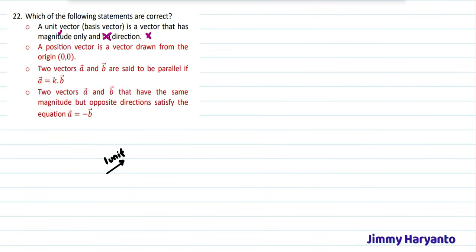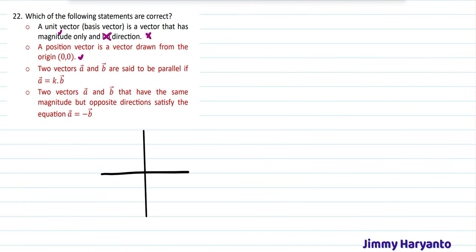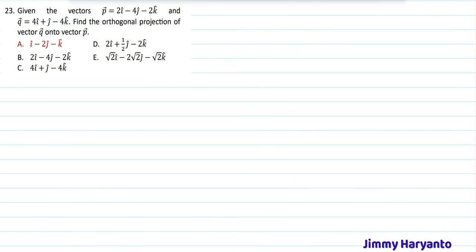Next, position vector is a vector drawn from 0, 0. Yes, the position vector is a vector like this. So let's say you have Cartesian like this, and you have a point A. It means this one will be the position vector of OA, like that. Yeah, so it starts from 0, 0. Next, parallel. If this one is correct, that is the formula actually. And then two vectors A and B have the same magnitude, opposite direction is A equals to negative B. Yes, correct.